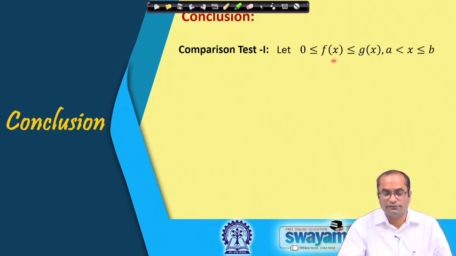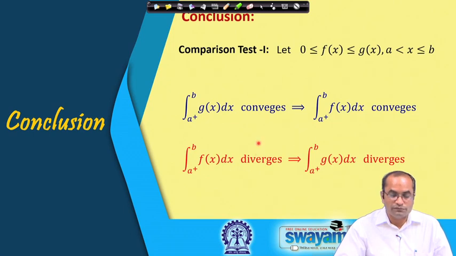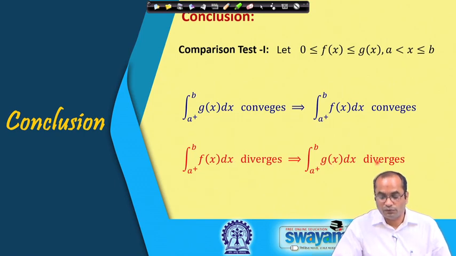So, coming to the conclusion, we have these two important comparison tests. One was where we take f(x) greater than 0 and g(x) greater than or equal to f(x), and then we notice that if the bigger one, g, converges, the smaller one will also converge. Or the other way around, if the smaller one diverges, we can conclude that the larger one will also diverge.